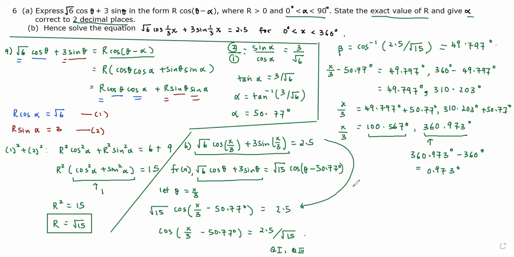That would be 0.973 degrees. So x is 3 times 100.567 degrees, or 3 times 0.973 degrees. That is 301.70 and 2.92 degrees. These values of x lie in between 0 and 360 degrees. So that works. So be careful with this part here.